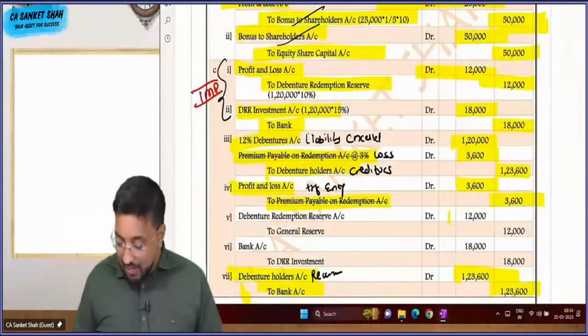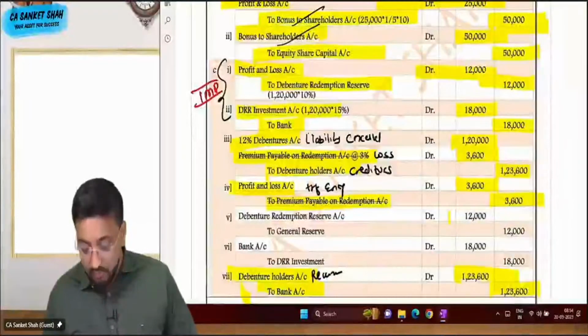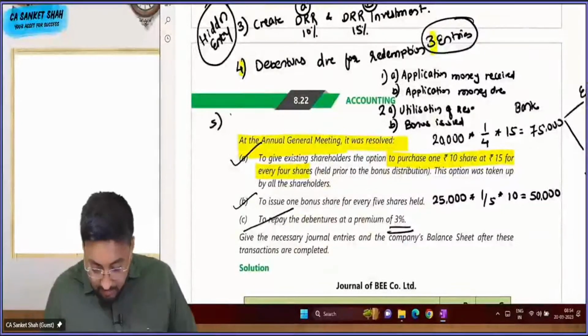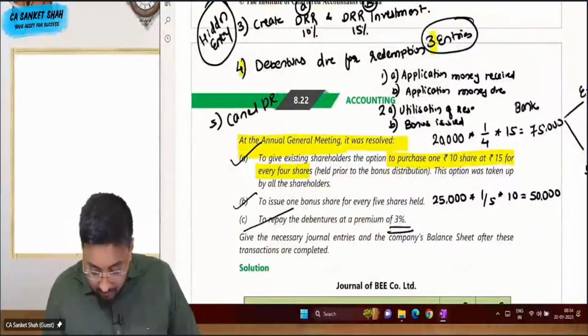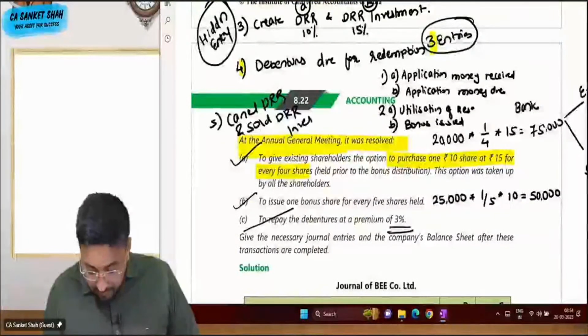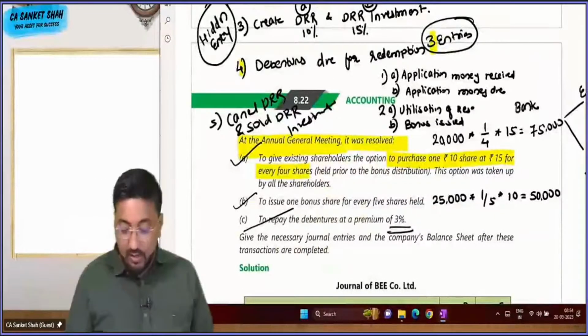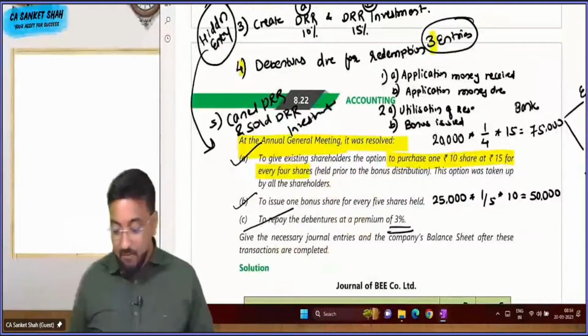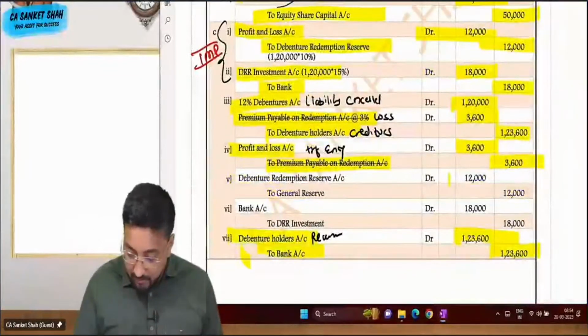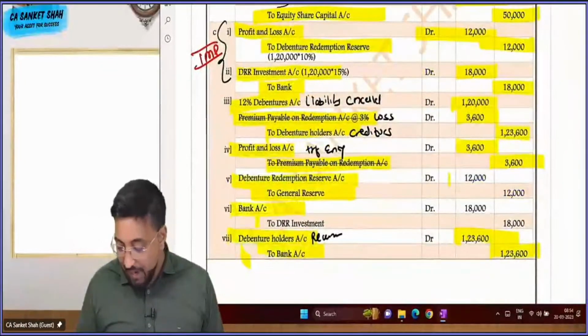And beta, last one. Cancel DRR and sold DRR investment. So third number, reversal entries. Fifth number, DRR to general reserve and bank to DRR investment.